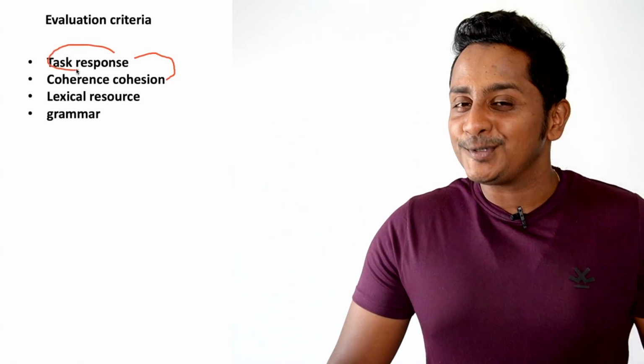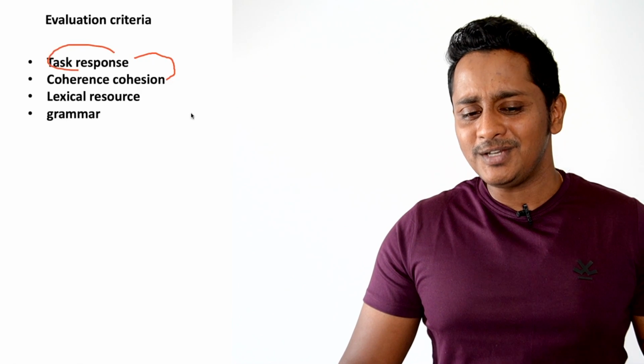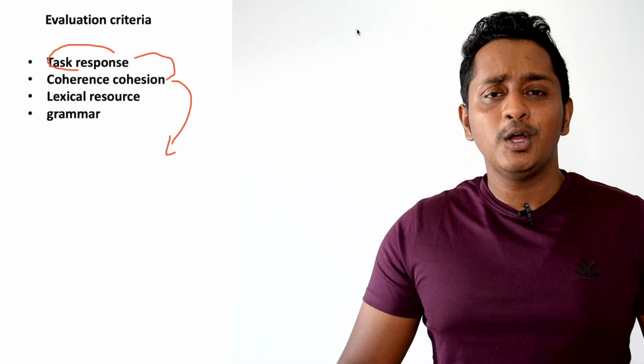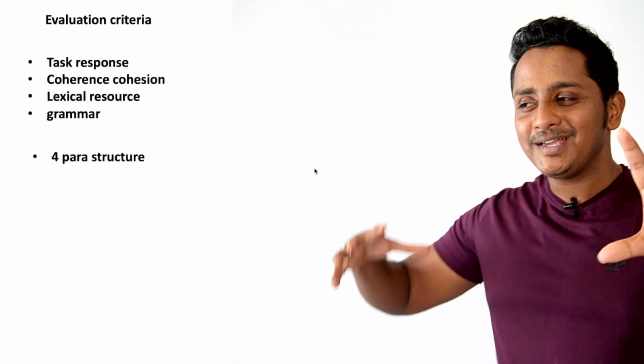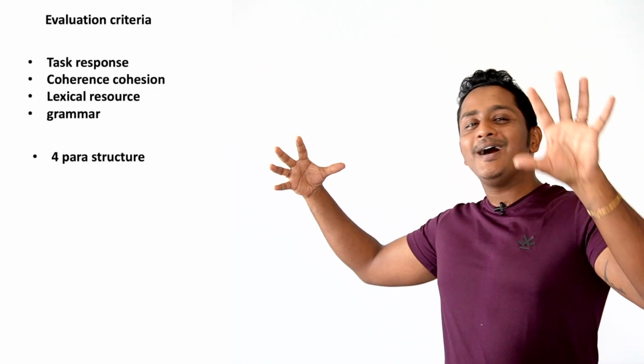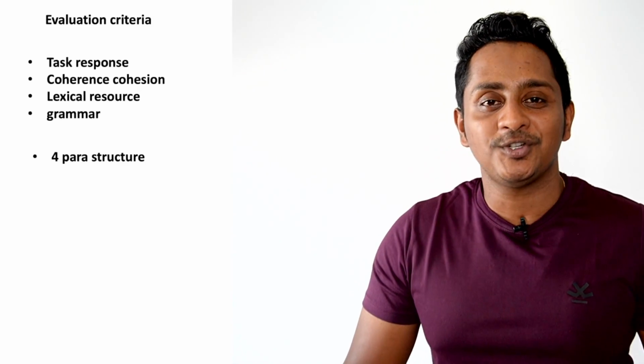Task response is all about idea generation. Coherence and cohesion is all about structure. So now we will talk about coherence and cohesion, the two kinds of structures. Let's say there's an essay, and you're looking at the essay from a very far distance. How does the essay look? The essay looks like a 4-paragraph structure.